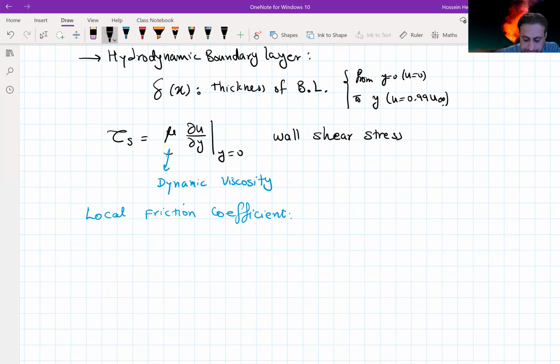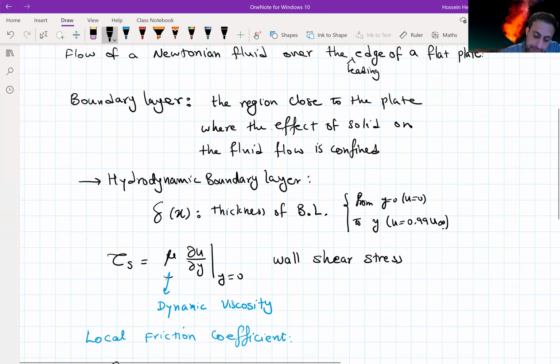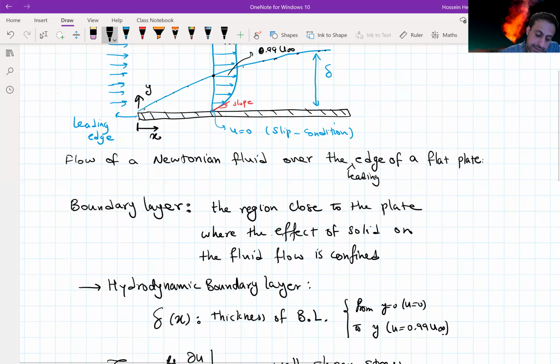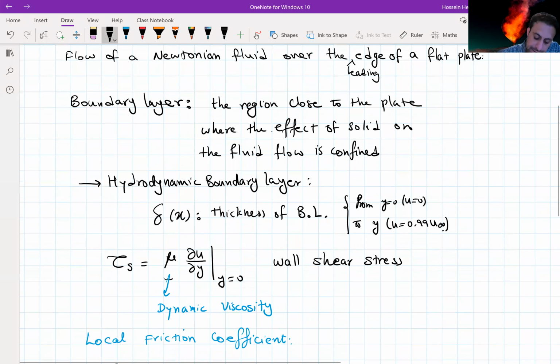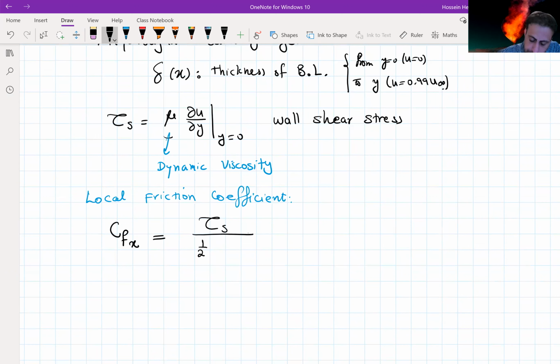We show it as Cf,x. I just put x here to show it's changing in terms of the distance from x0, or from the leading edge of this plate. Cf,x is defined as tau s divided by one half rho u infinity squared, where rho is the fluid density.